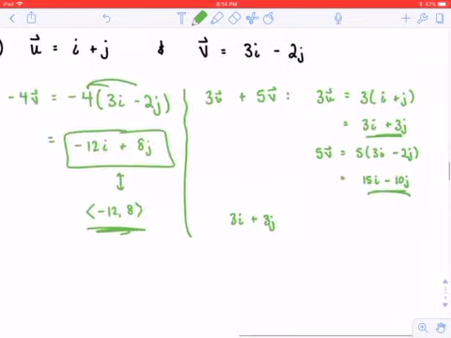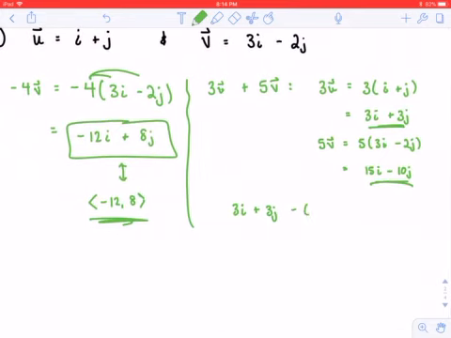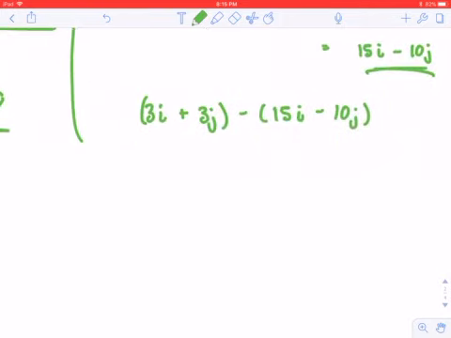And I'm subtracting that from the quantity. Make sure you put parentheses in this. 15i minus 10j. Sometimes it's best to put parentheses in both, but it doesn't really matter in the first one. So now when you subtract, understand you're distributing that negative. So I'm going to have 3 minus 15 for my i's. So that's going to be negative 12i. And I'm going to have 3 minus 10 for my j's. So it's going to be minus 7j.